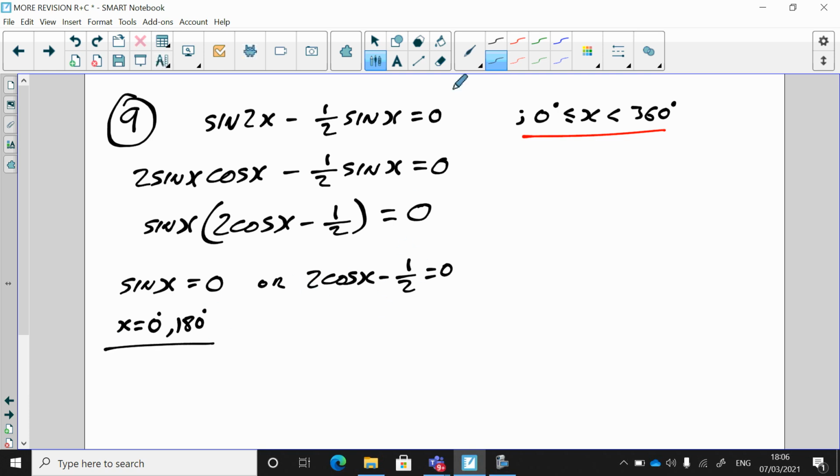But 2 cos x take away a half. So that'll be 2 cos x equals a half. And that's cos x equals a quarter, because I'm dividing both sides by 2. Right. So what I'm going to do here is, I know I'm going to come up with answers for cos x equals a quarter, but what I wanted to note, cos x equals a quarter, that's actually positive.